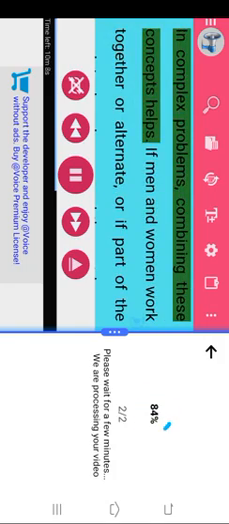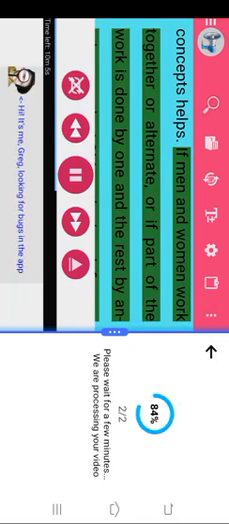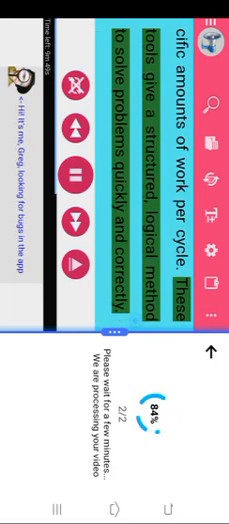In complex problems, combining these concepts helps. If men and women work together, alternate, or if part of the work is done by one and the rest by another, use the LCM method to define total work. Apply the man-day principle to convert between workers and time, and use alternate day logic to assign specific amounts of work per cycle. These tools give a structured, logical method to solve problems quickly and correctly.